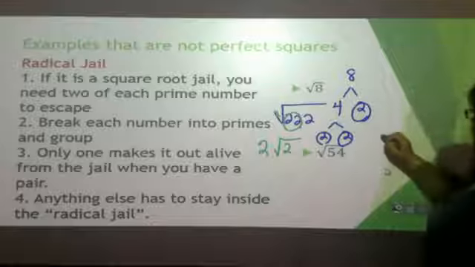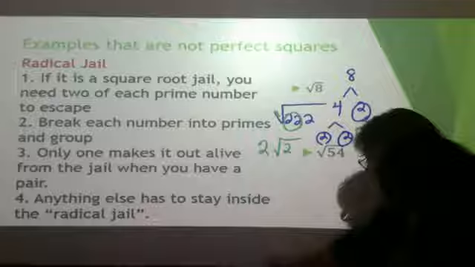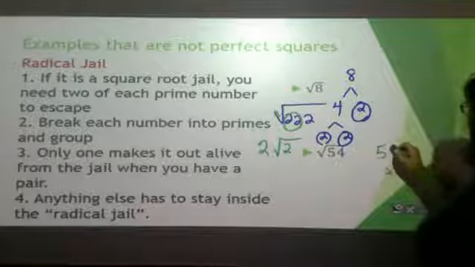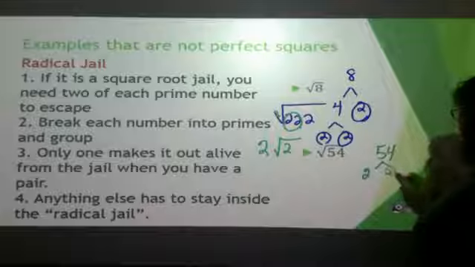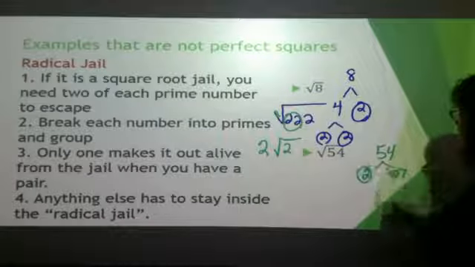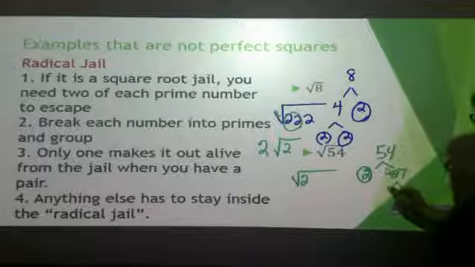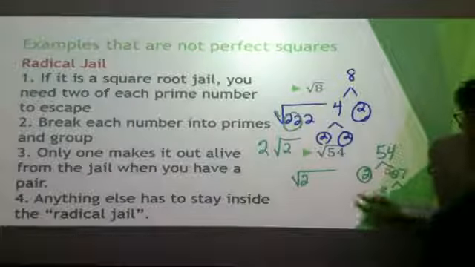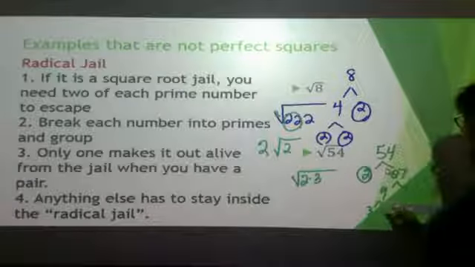54. It's an even number, so 2 and 27. 2 is a nice prime number, so I know that's going to go underneath. 27 is 9 and 3. 3 is a nice prime number. 9 factors into 3 and 3.